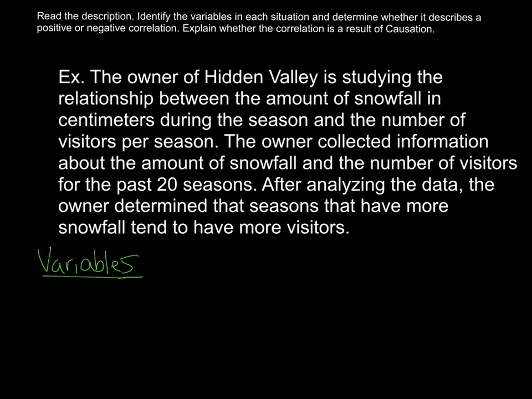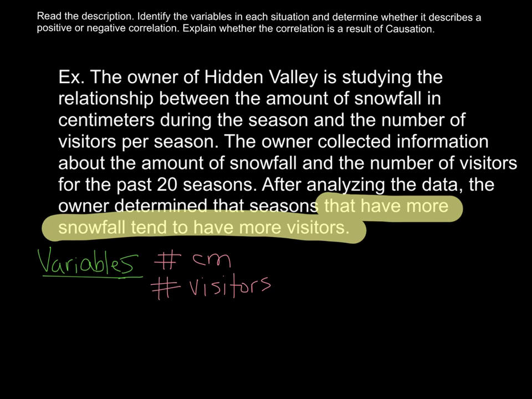Okay, so the variables are the number of centimeters. I'm going to shorten that to number sign with cm for number of centimeters of snowfall, and then the number of visitors. Those are our two variables that we are comparing here. All right, so we found the greater number of centimeters, so it's highlighted there, have more visitors. So greater snowfall, greater visitors, so it has a positive correlation between the two.